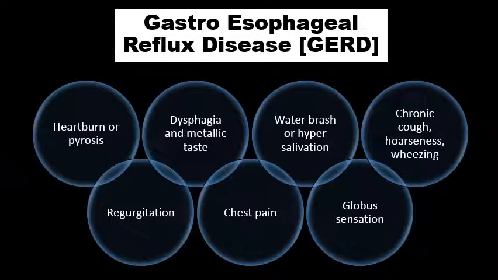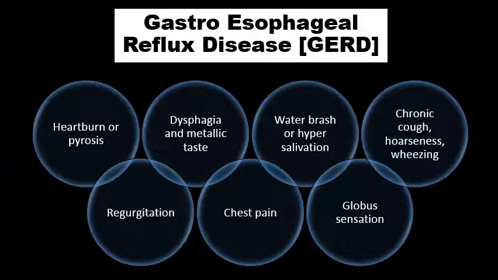So let's start with various pathologies of the stomach. The first one is gastroesophageal reflux disease or GERD. What are the symptoms of GERD? The symptoms are heartburn, also known as pyrosis, difficulty swallowing and a metallic taste in the mouth, water brash or hypersalivation, chronic cough, hoarseness or wheezing, regurgitation of food, chest pain, and globus sensation, which is defined as the sensation of something being stuck in the throat.